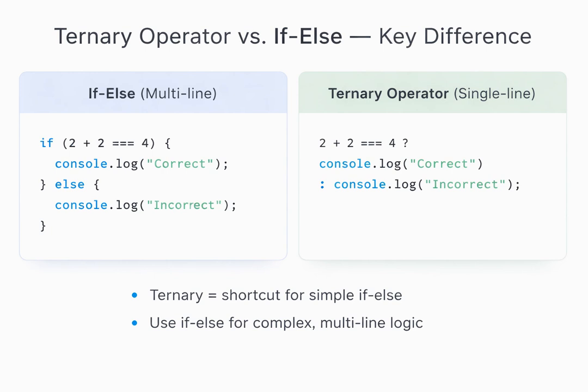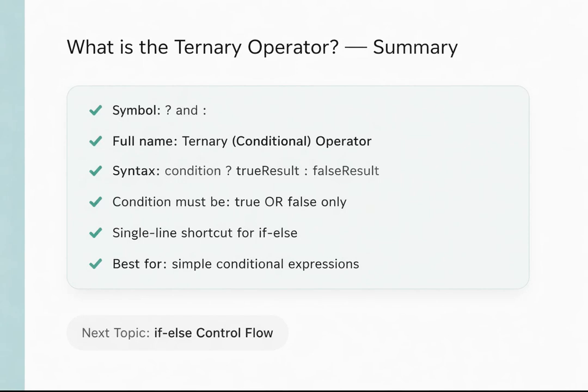To summarize the ternary operator, it uses two symbols, the question mark and the colon. It's also called the conditional operator. The syntax is condition, then question mark, then the true result, then colon, then the false result. The condition must always resolve to either true or false. It's a single-line shortcut for if-else, and it's best used when the logic is simple and concise. The instructor wraps up this topic and transitions directly into the next concept, the if-else control flow structure, which handles more complex conditional logic.